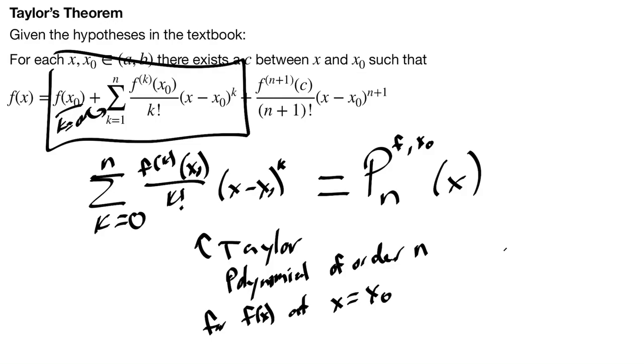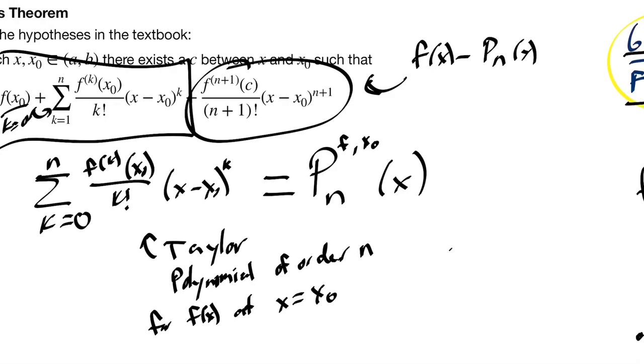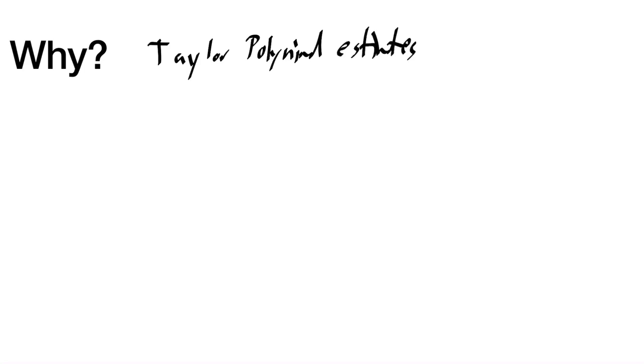Well, what you can see from our equation is that once you know the Taylor polynomial, f of x minus the Taylor polynomial is just this part right here. So that part right here is f of x minus that Taylor polynomial at x. So that kind of gives us a nice idea. The reason is this Taylor polynomial estimates the function f of x.